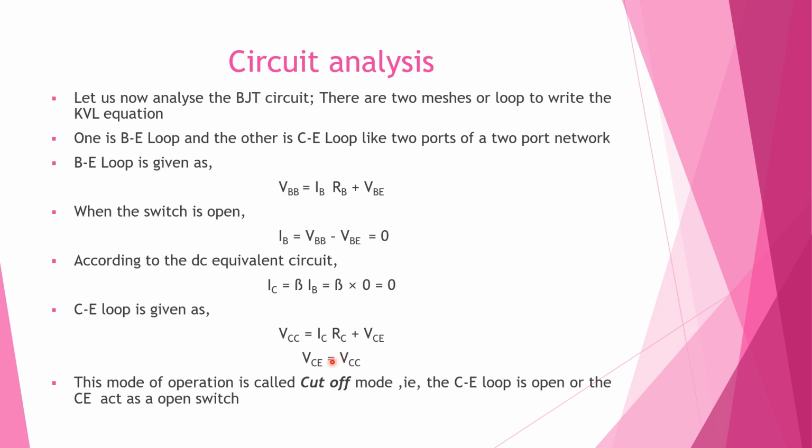So we can just model it as a switch. At the collector emitter, the BJT acts as an open switch, and this mode of operation is called cutoff mode. That is, the collector emitter loop is open, or the collector emitter acts as an open switch. That is, we can model the BJT as an open switch. So at the collector emitter junction the switch will be open, and that behaves as an open circuit. So VCE equal to VCC.